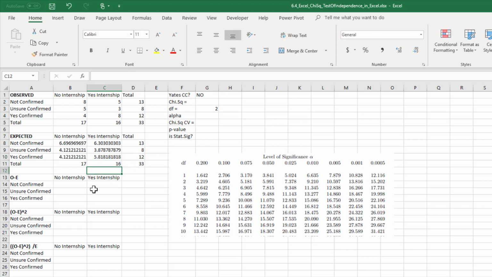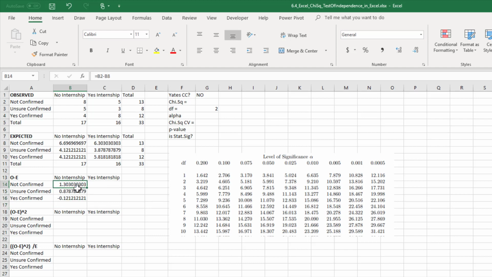And so there we have the expected values in place. Now we need to go ahead and do the observed minus expecteds. So we're going to do an equal sign, and we're going to do 8, which is the observed for no internship and did not confirm, minus that 6.69 repeating, clicking on the cell references. And from here, I can let Excel do our work because it's going to be the same formula as we move it.